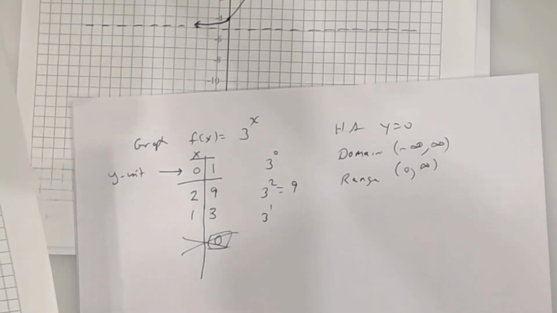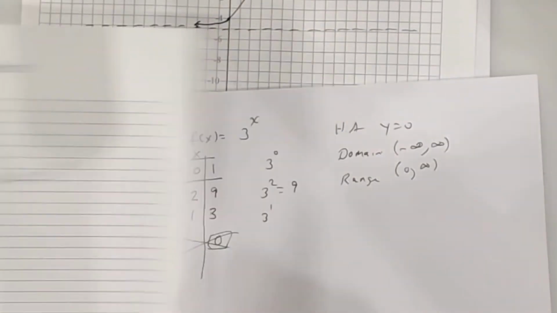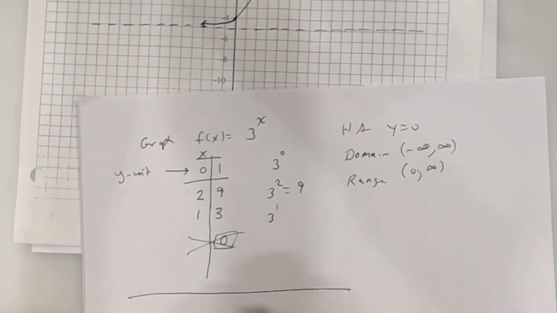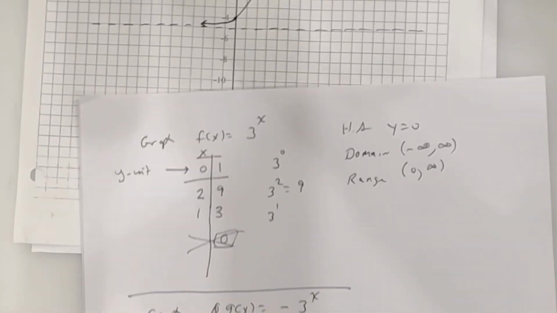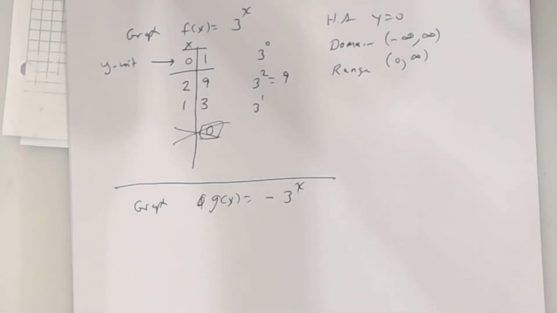All right, now let's look at this one. And I'm going to graph the next one in the same plane. So let's suppose I want to graph this now. Let's call it g of x. G of x equals negative 3 to the x.